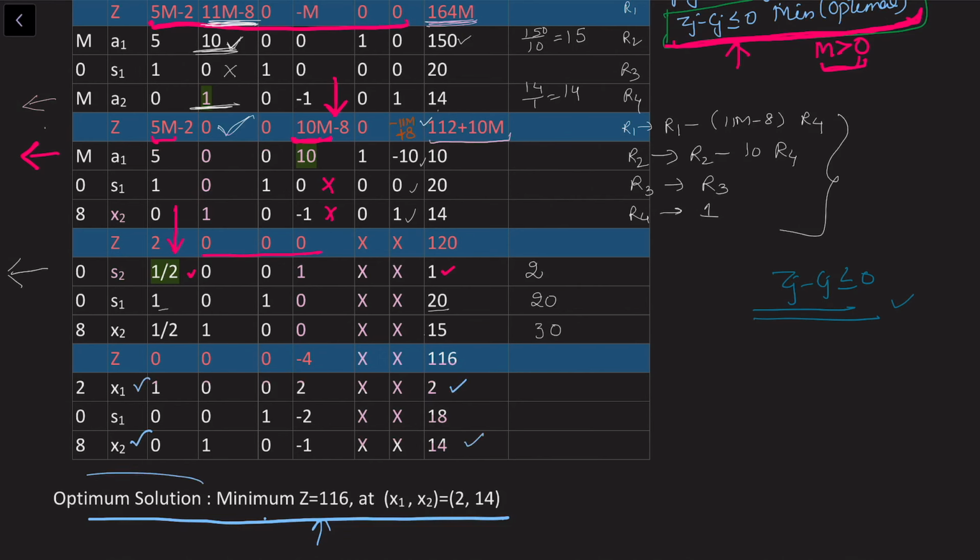So this is the optimal solution, and this explains the first case, that there is no artificial variable appearing in the basis in the last simplex table. Hence the current system is also considered a consistent system, and we get this as the optimal solution.